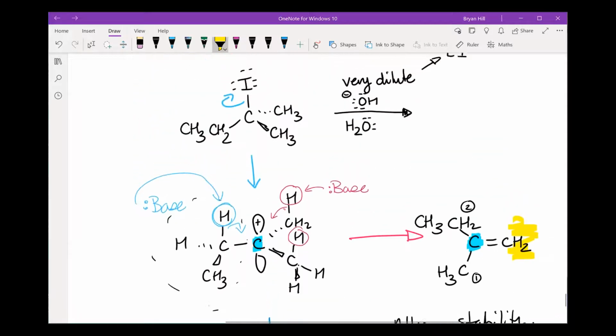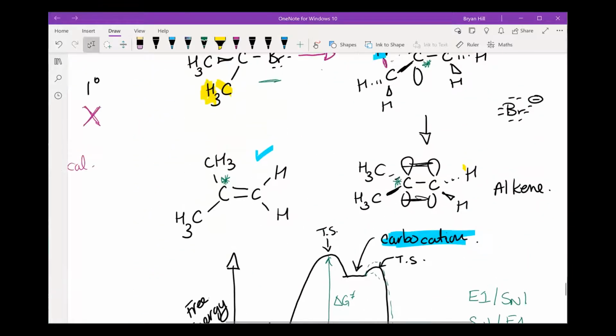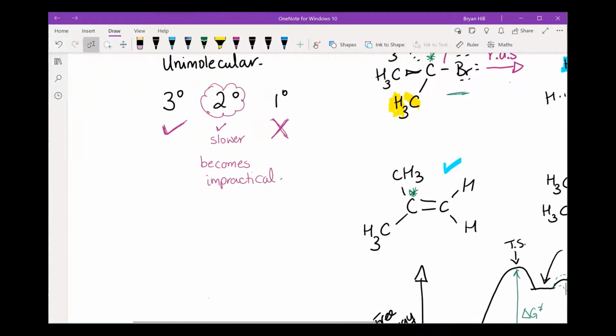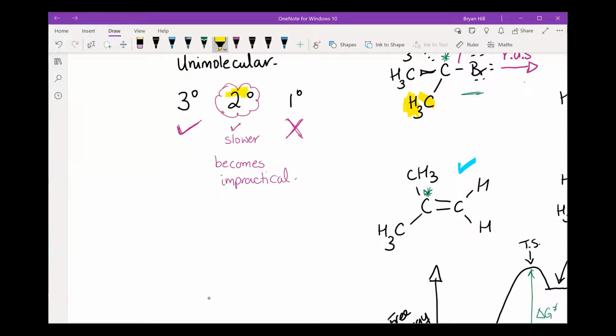And so when I was talking at the very start about how for E1 eliminations, for secondary alkyl halides, this is really slow and becomes impractical. That's because we can use an E2 elimination reaction and it'll be faster, it'll take less time, and it will probably be more selective. So for what we do in this course, the main type of reaction where we're going to see E1 is pretty much exclusively with tertiary alkyl halides. It's going to make everyone's life a little bit simpler.